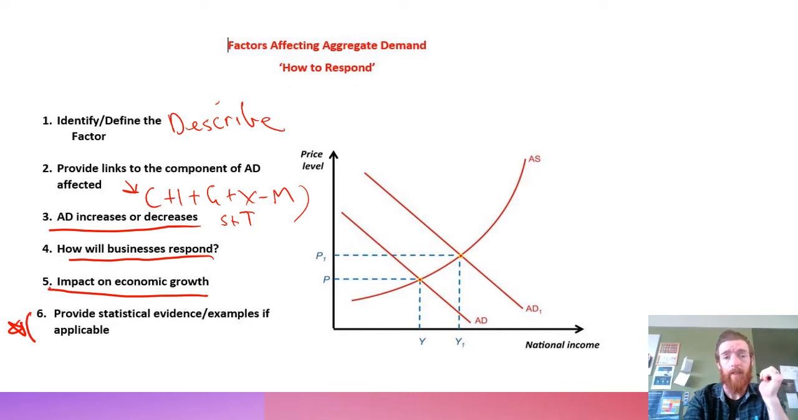And add there, if it's about the goal of strong and sustainable economic growth, sometimes you might get a question about how something affects the achievement of the goal, in which case your last statement is going to be about if we're more likely or less likely to achieve that goal.